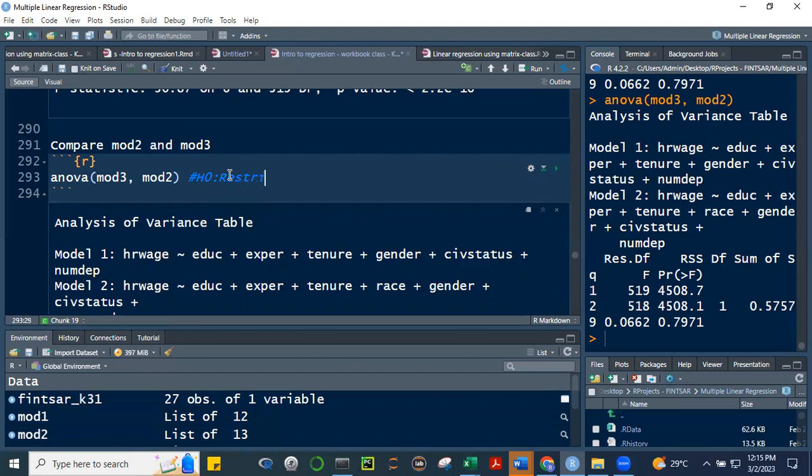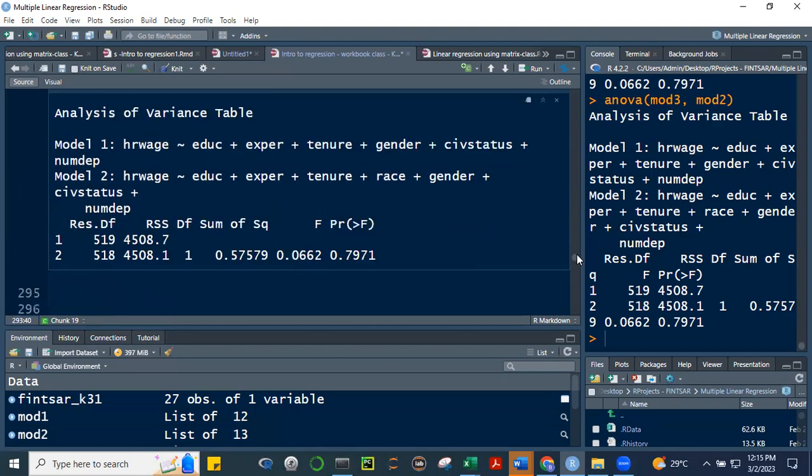Restricted is better. Okay, so sino si restricted model? In our case, it's model 3. Diba? Si model 3 yung restricted kasi mas konti yung predictors. Okay, so anong conclusion natin dito?